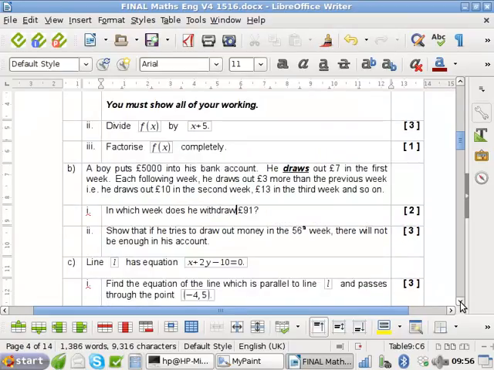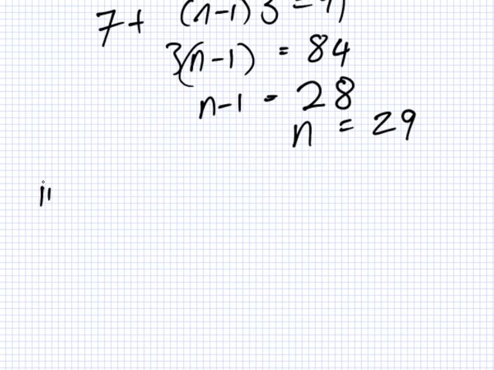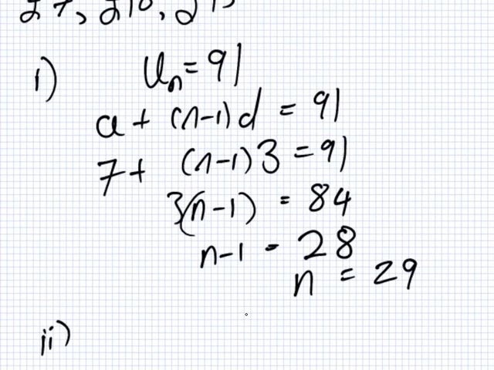Show that if he tries to withdraw money in week 56, there will not be enough money in his account. Anybody know how to do this one? Yeah, just put the n in 56 and then put the formula in, then it will be negative. No, not quite.